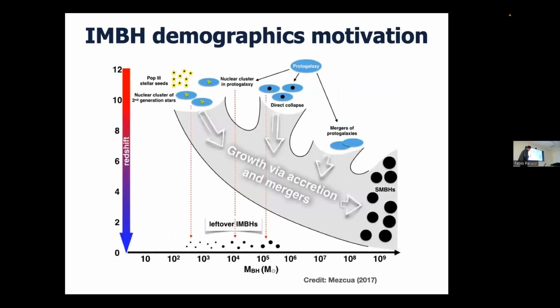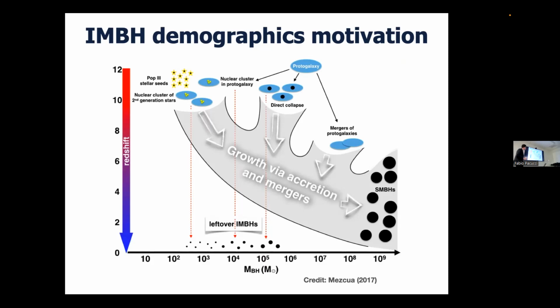This is an excellent figure from Marta Volonteri's 2017 paper. What this is showing is redshift versus black hole mass. Let's simplify it. There are basically two different channels of how you can form a black hole at high redshifts.